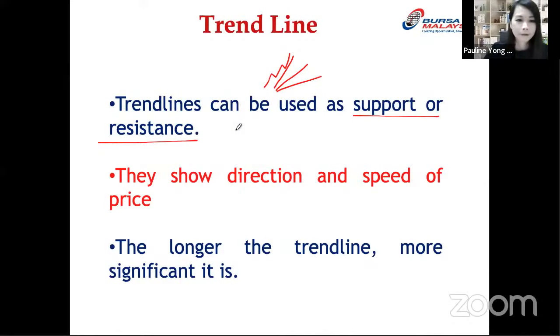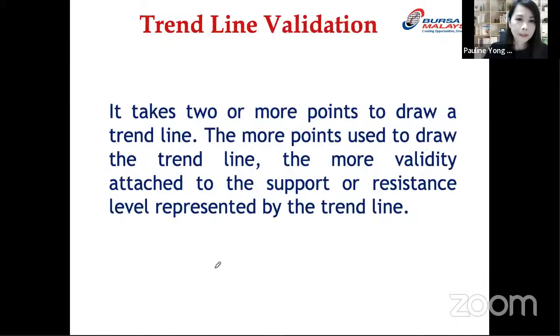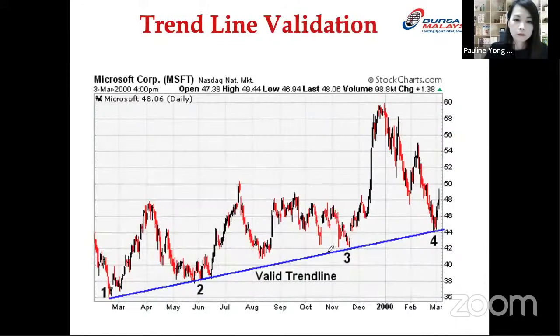Okay, so support and resistance. This one you know already. Validation: 2 or more points validate it. If you get 3 points, good. 4 points, better. The trend line is significant.